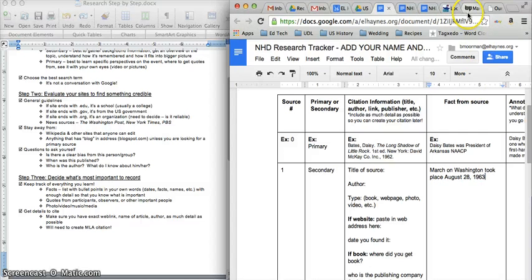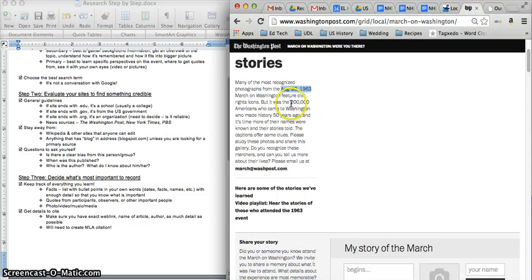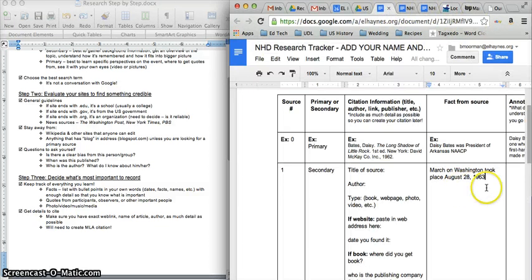If I look back at the article, it also says there were 200,000 Americans who came to Washington. So I could also put that: 200,000 people came to Washington. Again, for the facts, I'm not listing out full sentences. I might use bullet points, maybe asterisks, to organize my facts.